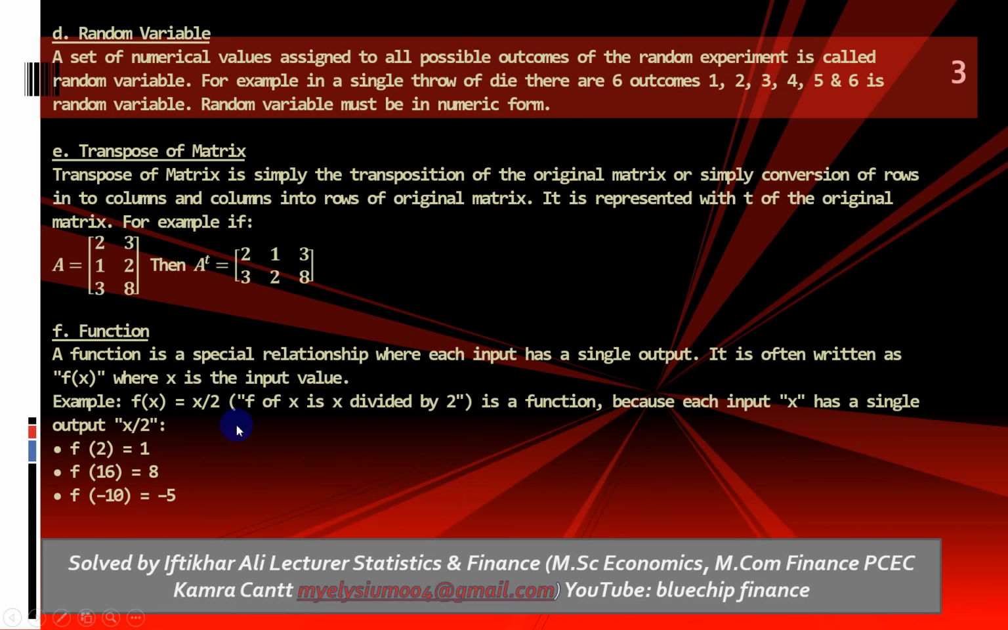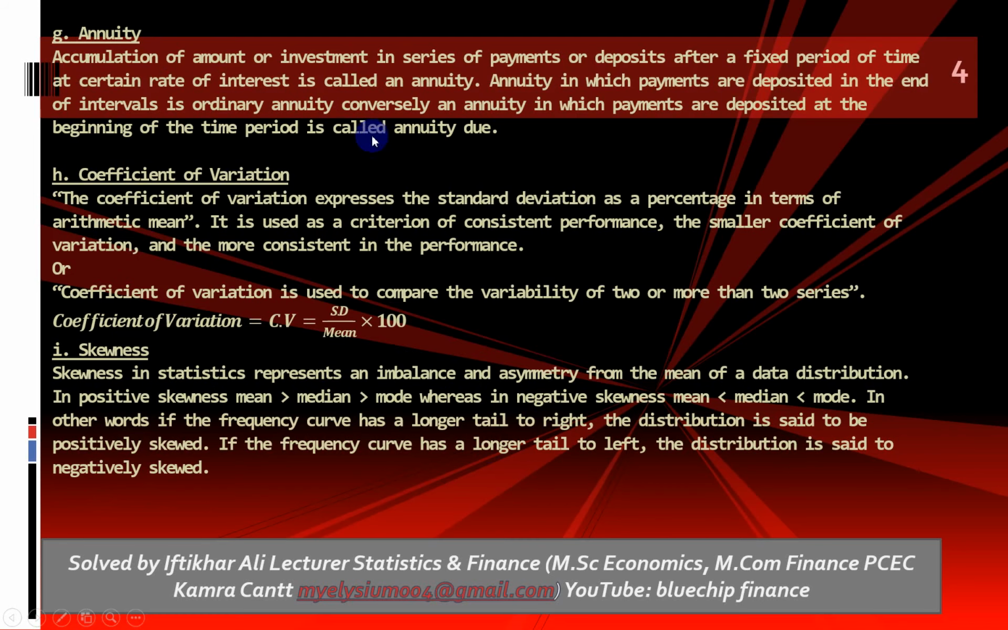The next question is a function. A function is a special relationship where each input has a single output. It is often written as f(x), where x is the input value, and there are a lot of functions you calculate in your daily mathematical equations. So the next one is annuity.